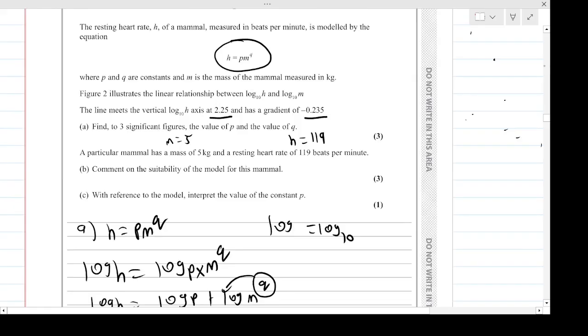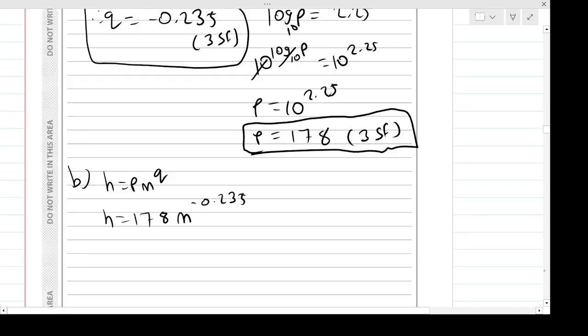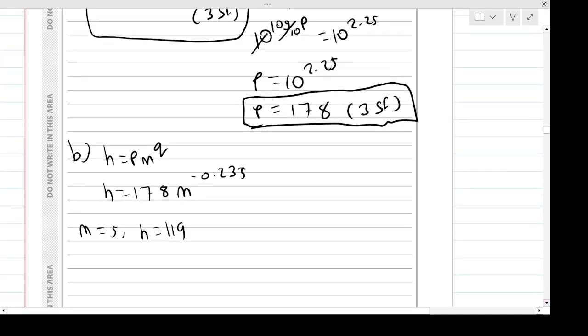So we've got these two stats. Then it says comment on the suitability of the model. Well, we got this result. So m is 5, h is, when m is 5, h is 119. So simply, let's just set m is 5 and let's see what happens.